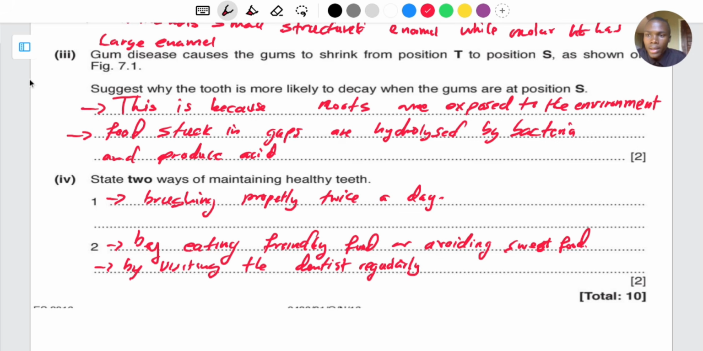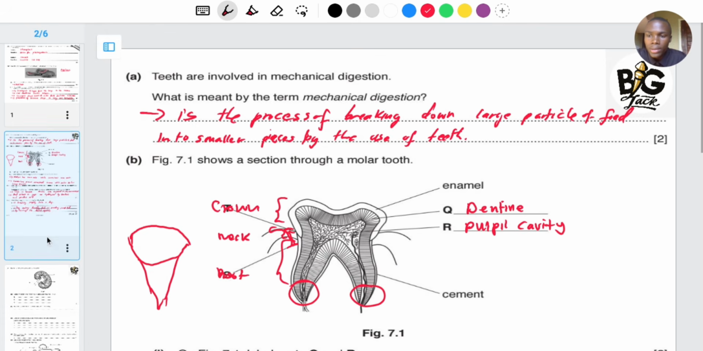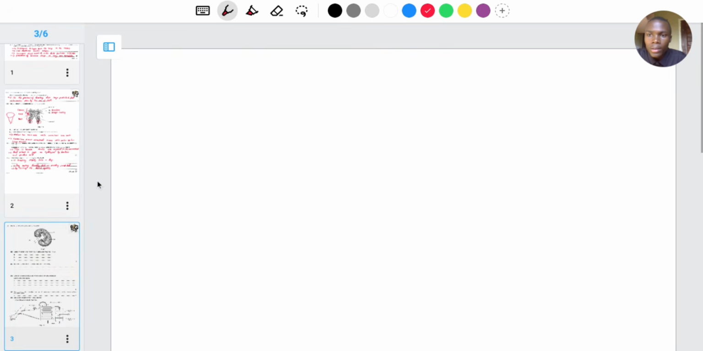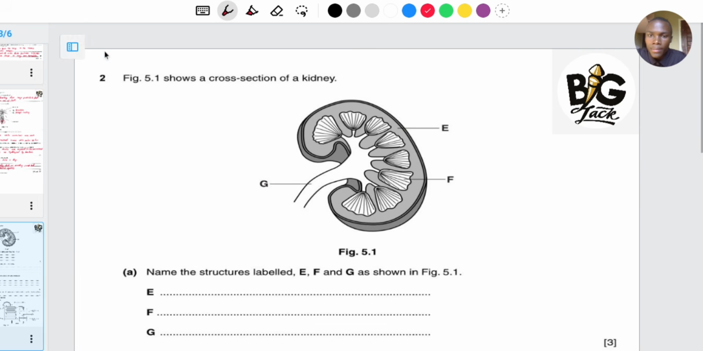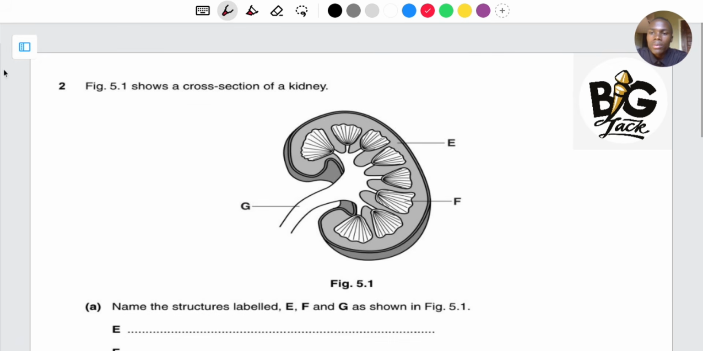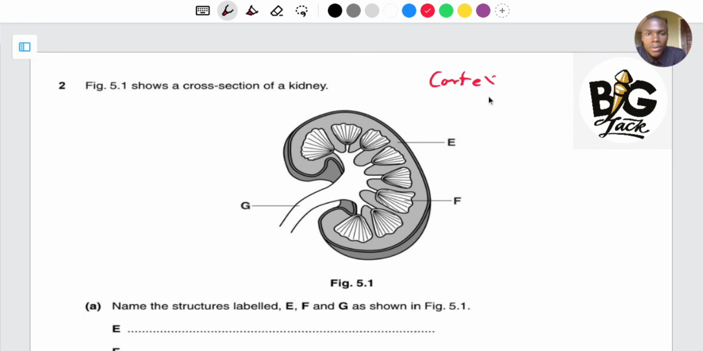So let's see, we still have more questions to come. This one is coming from excretion, which is saying figure 5.1 shows a cross section of a kidney. So you have structures G, E and F. The kidney is divided into two. We have what we call the cortex. We also have what we call the medulla.